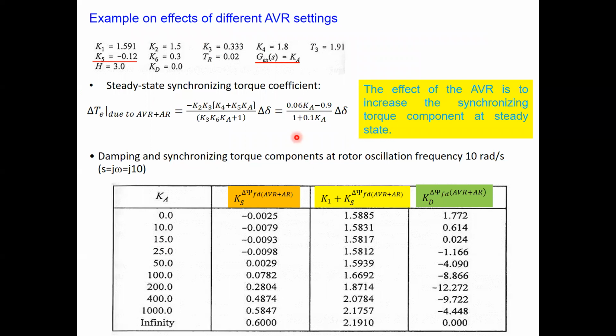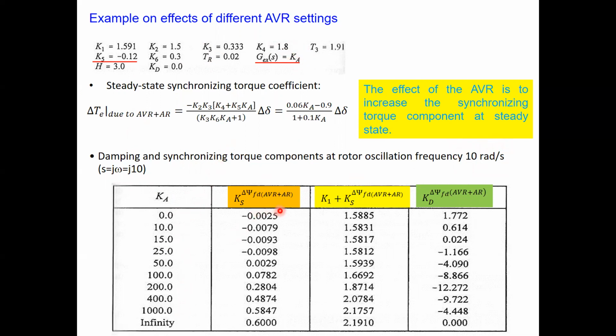But when we perform the same analysis at, let's say, an oscillating frequency of 10 radians per second, so we say j omega is equal to 10 here, and then we have considered different magnitudes of gain here. We have varied it here.